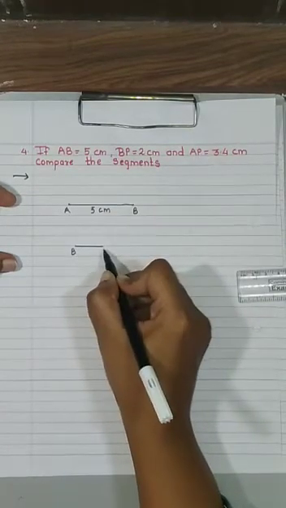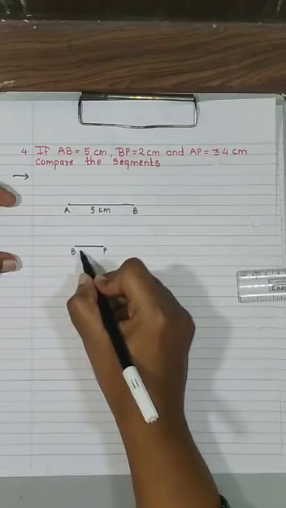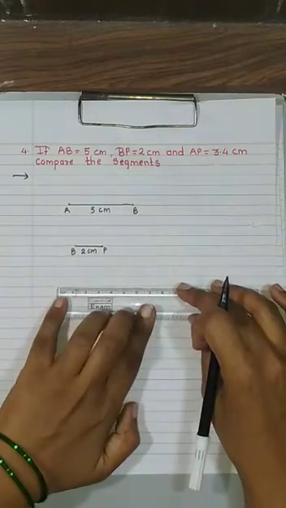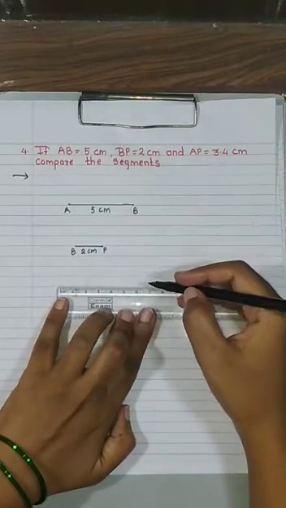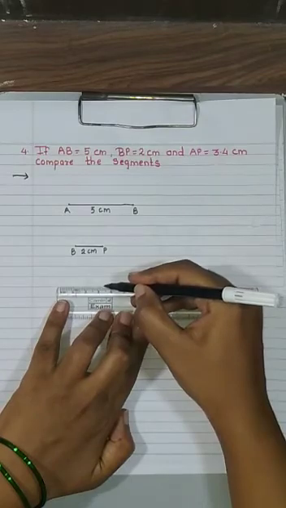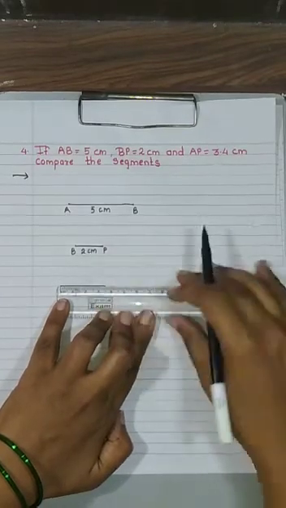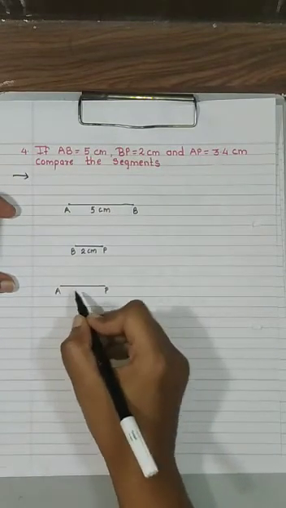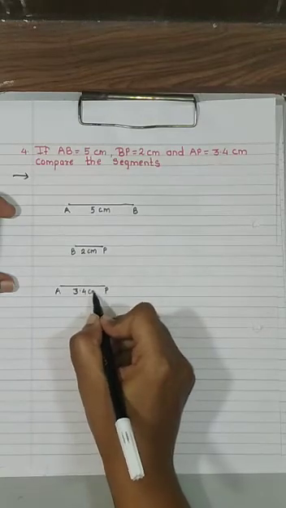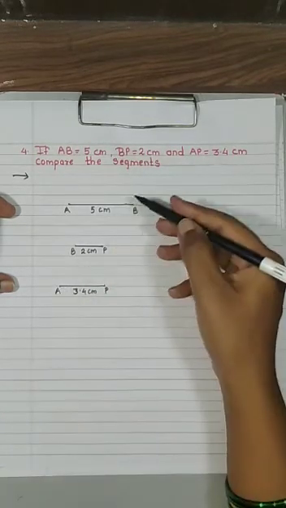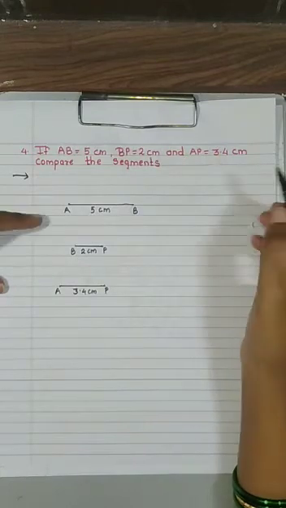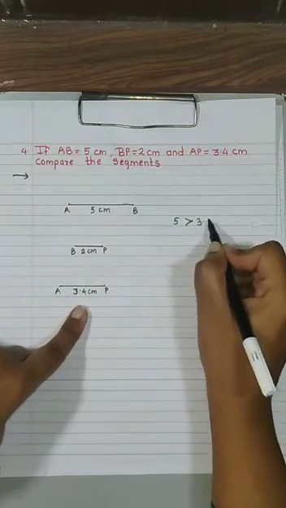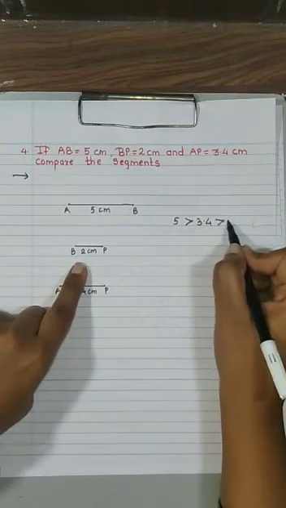BP is 2 centimeters. And AP is 3.4 centimeters. Now children, looking at all these three figures, what do you come to know? 5 is greater than 3.4 and 3.4 is greater than 2.